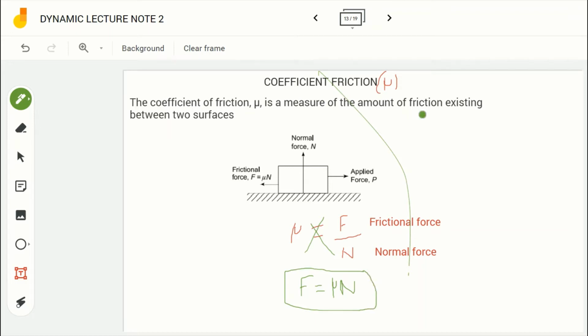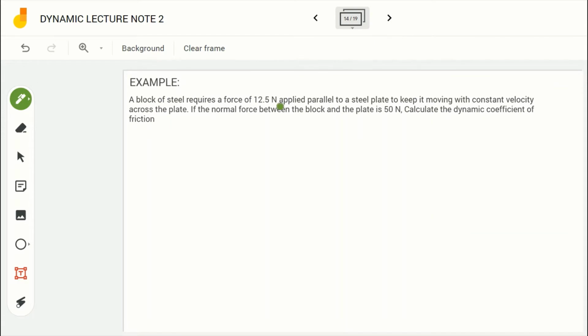All right, let's look at an example. A block of steel requires a force of 12.5 Newton applied parallel to a steel plate to keep it moving with constant velocity across the plate. If the normal force between the block and the plate is 50 Newton, we're asked to calculate the dynamic coefficient of friction. The first thing I do is to write out my given data. I'm given the force, F, that is 12.5 Newton.